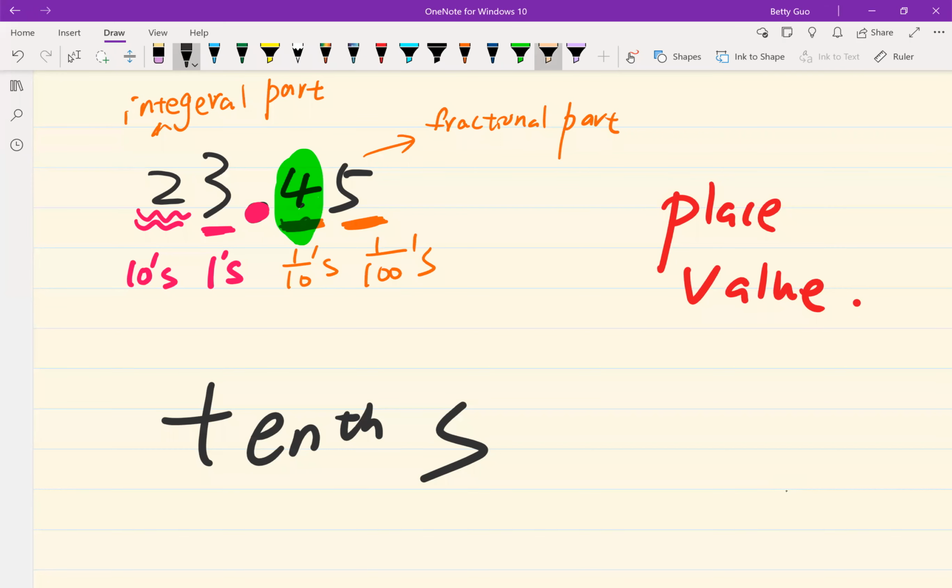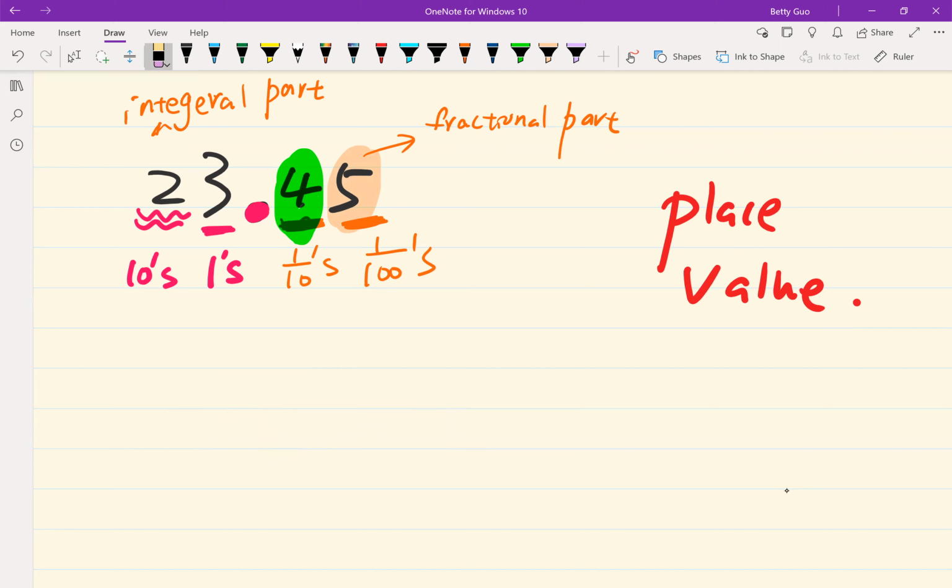Now let's look at the orange part. That place value is a hundredth, or in money, a cent. You have the number 5 at that place, which means you have 5 cents. And the place to the left of the separator, where the 3 is, that is the ones place. The blue part, that's the ones.